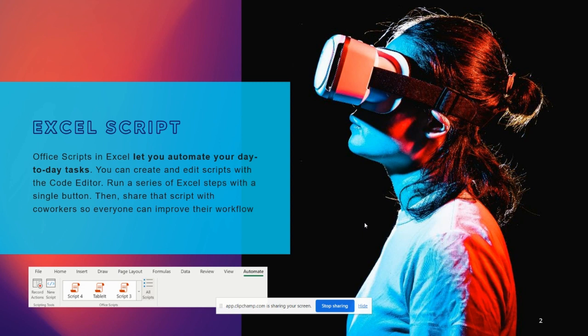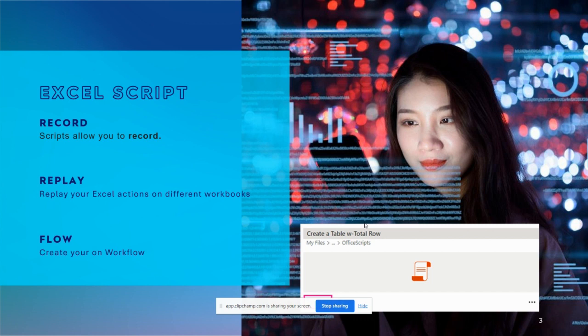So Excel script is an Office script that lets you automate your day-to-day tasks, and you can create and edit scripts with the code editor, and you can run a series of Excel steps with a single button. Then you can share the scripts with coworkers and everyone to improve their workflow, and they can add to it and improve those Excel scripts. So basically, with Excel script you can record, replay and flow. These are the three main features of Excel script.